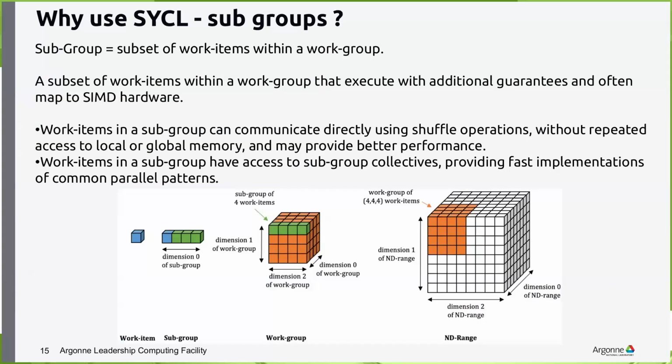Why use a subgroup? As I was saying earlier, it's like a subset of work items. Blue is a work item, and a small collection of these work items is called a subgroup. A bunch of subgroups can be called a work group. A bunch of work groups can be combined as an ND range. This is the global iteration space. As you can see, most of them are in 3 dimensions. Subgroup is not.